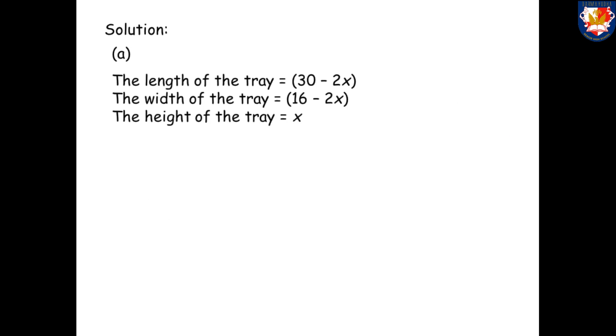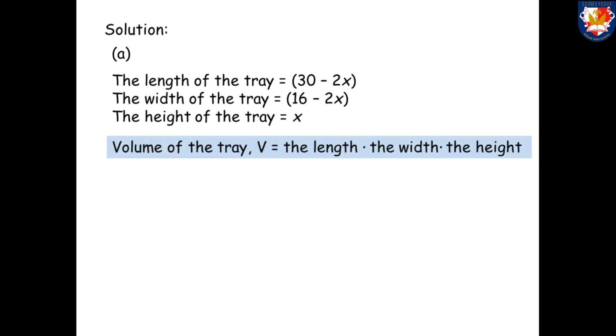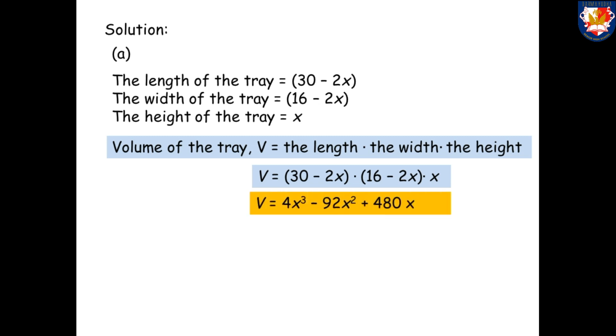Now we go to part A. We know the length of the tray is 30 minus 2x, the width of the tray is 16 minus 2x, and the height of the tray equals x. And we know the volume of an open rectangular tray, which is actually the volume of a cuboid, is the length times the width times the height. So the volume of the tray will be V equals (30 minus 2x) times (16 minus 2x) times x, which is 4x cubed minus 92x squared plus 480x.